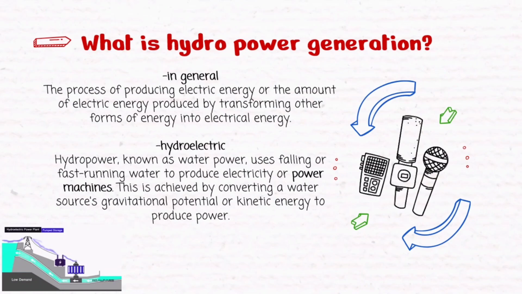In general, it is the process of producing electric energy, or the amount of electric energy produced, by transforming other forms of energy into electrical energy. Hydroelectric, known as water power, uses falling or fast running water to produce electricity or power machines. This is achieved by converting a water source's gravitational potential or kinetic energy to produce power.